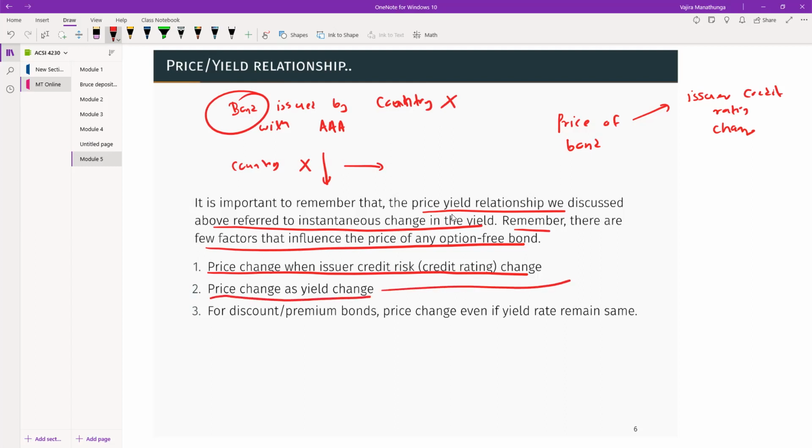So the market rates can be different from one day to another. Market yield rate, interest rate. So that's basically this relationship. When the yield rate increases, the bond price decreases. When the yield rate decreases, the bond price becomes higher. For discount or premium bonds, the price changes even if the yield rate remains the same. I mean, if the bond is issued at a discount or premium, then this is going to happen.